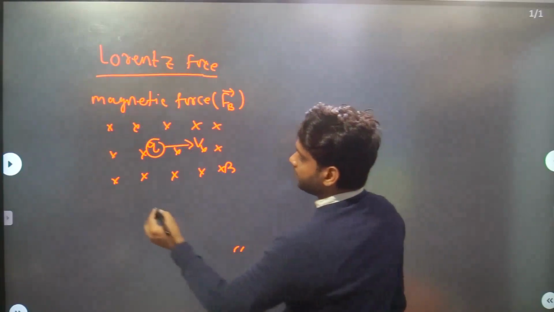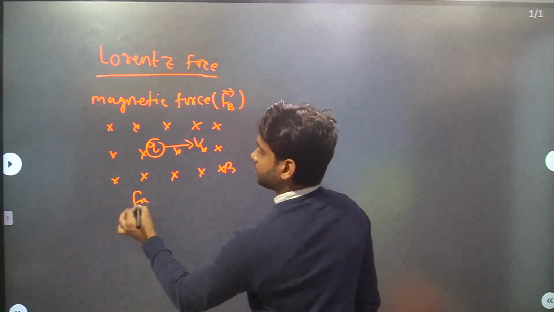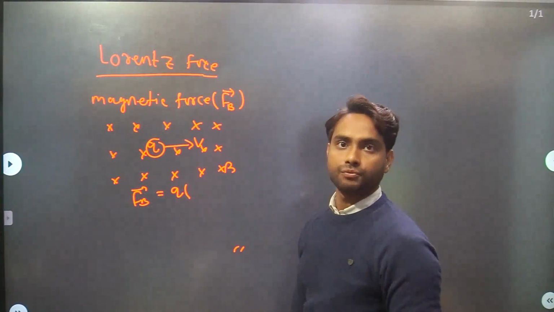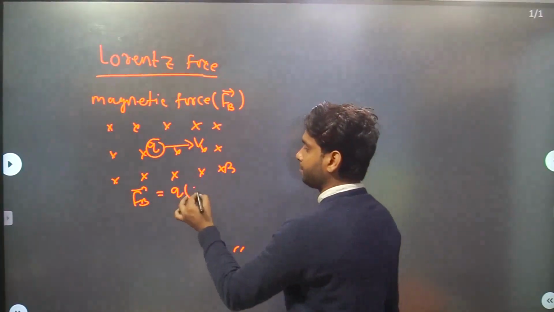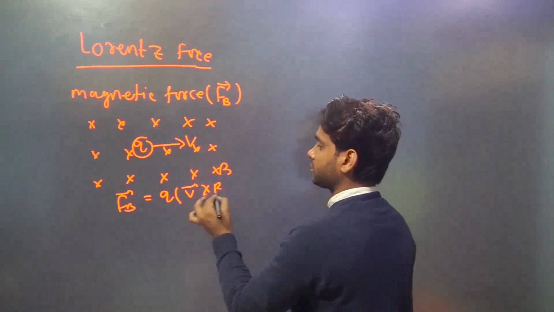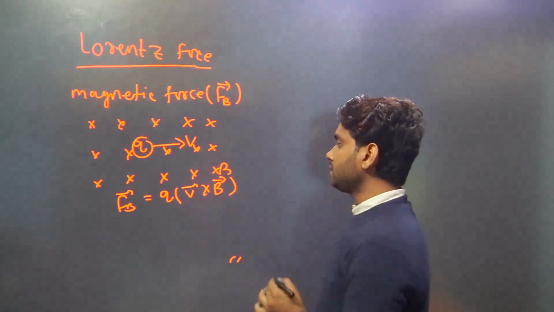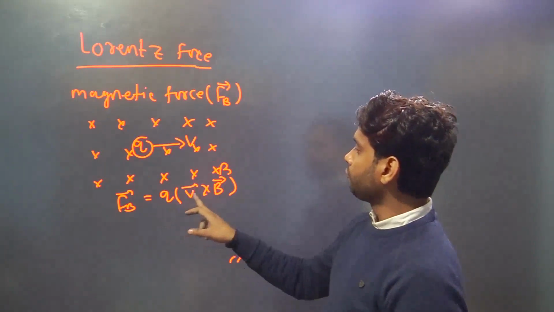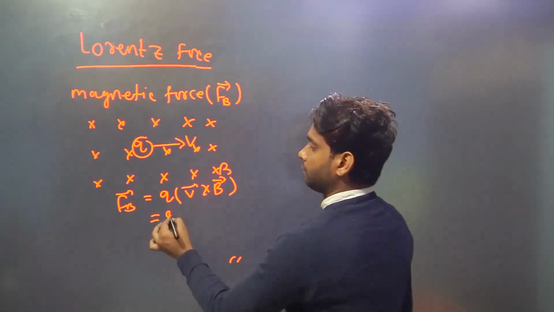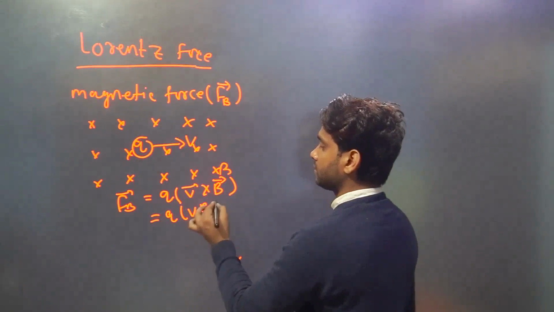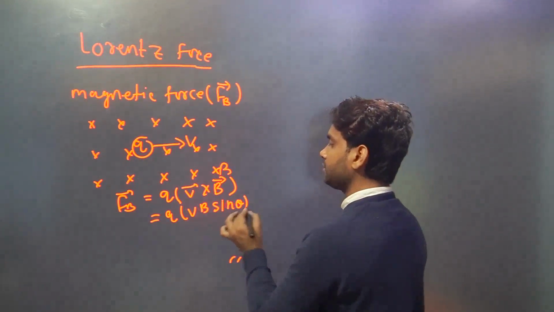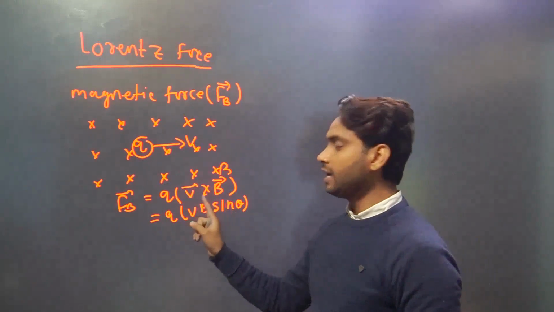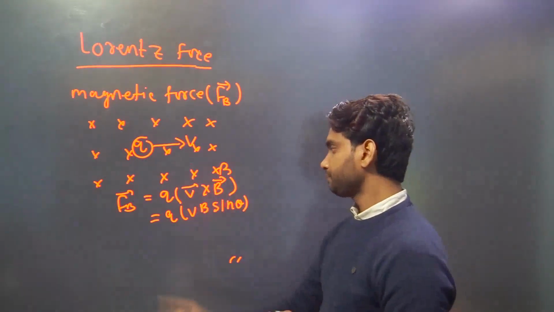The formula for magnetic force is Fb equals Q times the cross product of velocity and the magnetic field B, which is V cross B. And we know that the cross product gives the sine theta. So here Q V cross B gives Q V B sine theta, right? And here theta is the angle between velocity vector V and magnetic field vector B.